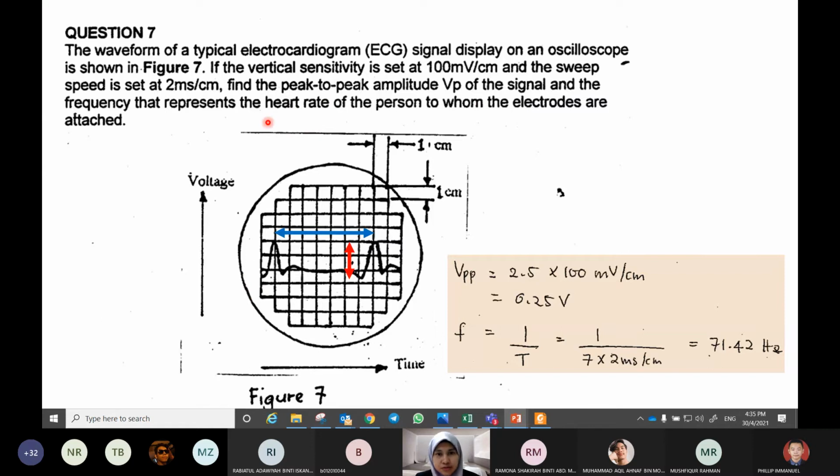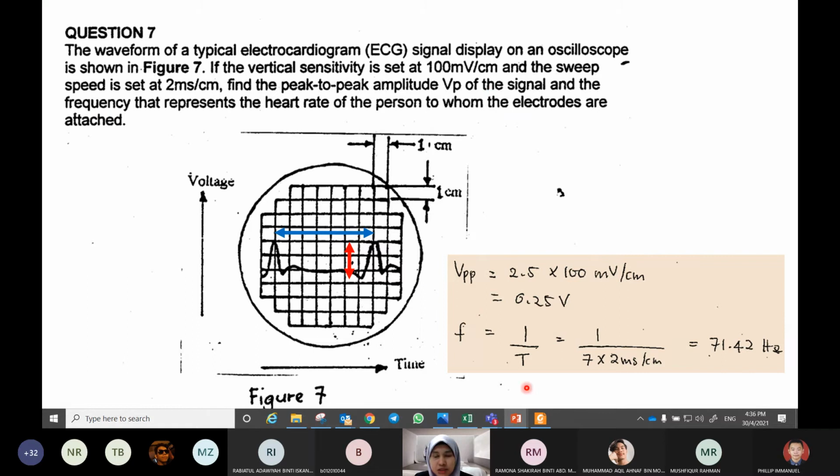For peak to peak, just count how many divisions on the vertical axis from peak to peak. There are about 2.5. 2.5 multiply with 100 milli, we get 0.25 volt. So this is V peak to peak.